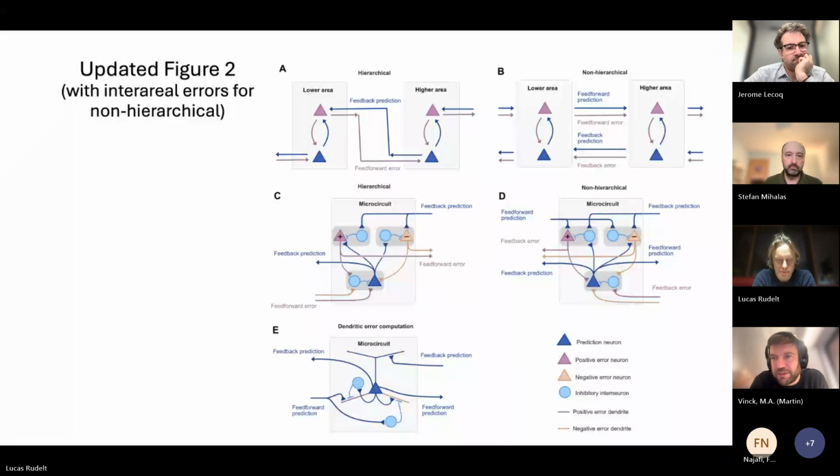results in feed forward error signals on the dendrites. Sorry, the connection. Representation. Yeah, I'm in a train, so sorry. Could you just repeat the last two sentences?